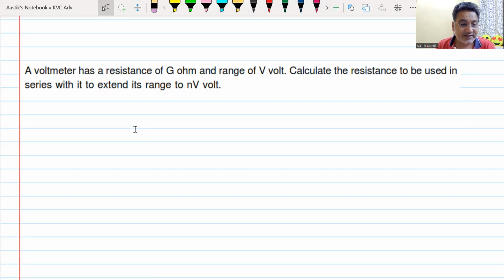A voltmeter has a resistance of G ohms and a range of V volt. Calculate the resistance to be used in series with it to extend its range to N times V.